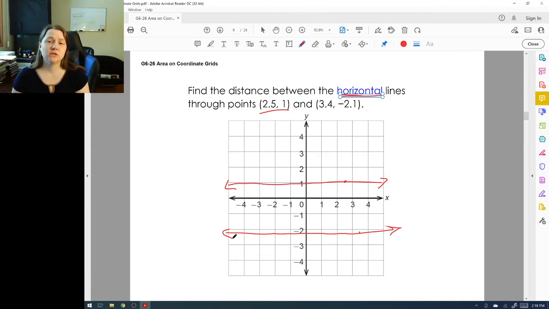Do I care so much about how far I had to run to plot these lines? Not so much. Because I knew that they'd be horizontal lines, I could have run any direction so long as I jumped the same distance. So I jumped 1 to go here, and I fell 2.1 to go here, which means my total distance is 3 1/10.